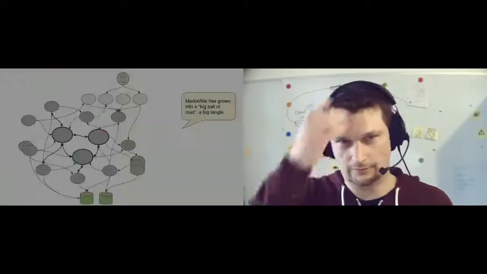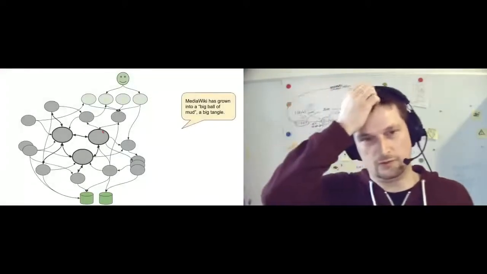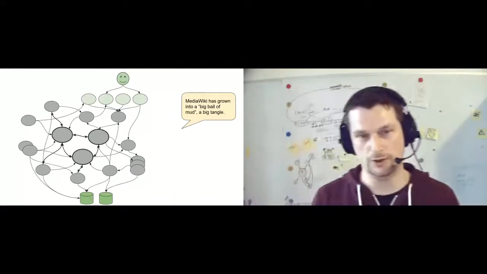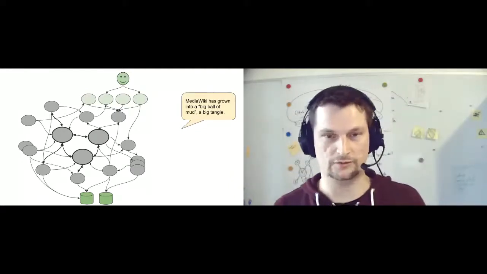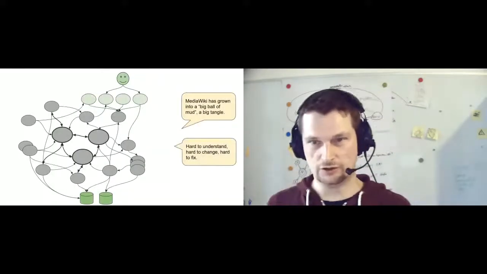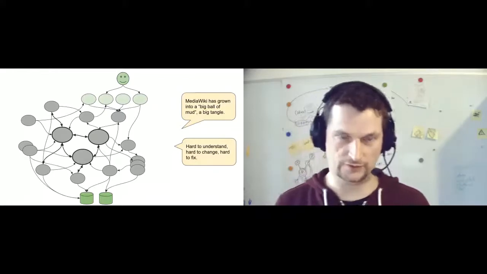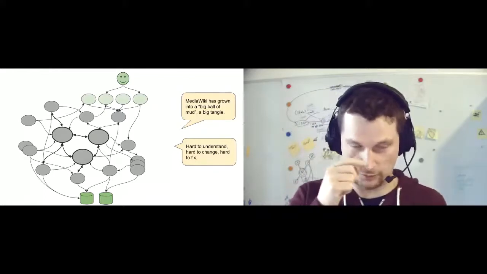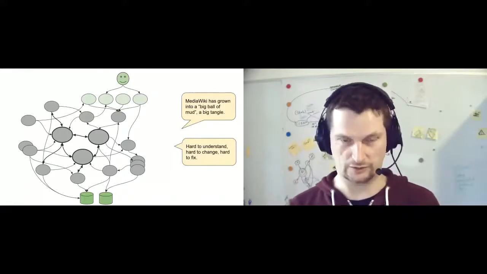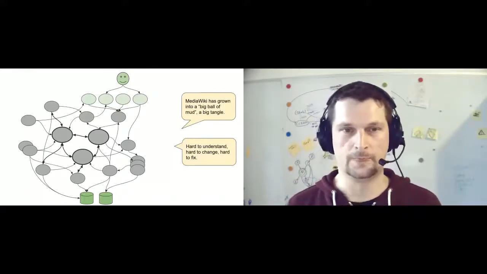As you may have noticed, MediaWiki has grown into a big ball of mud over the years, where everything kind of depends on everything, which makes it really hard to understand, hard to change, and hard to fix, right? You change one small bit in one place, and it's really hard to predict what impact it will have on the rest of the system.